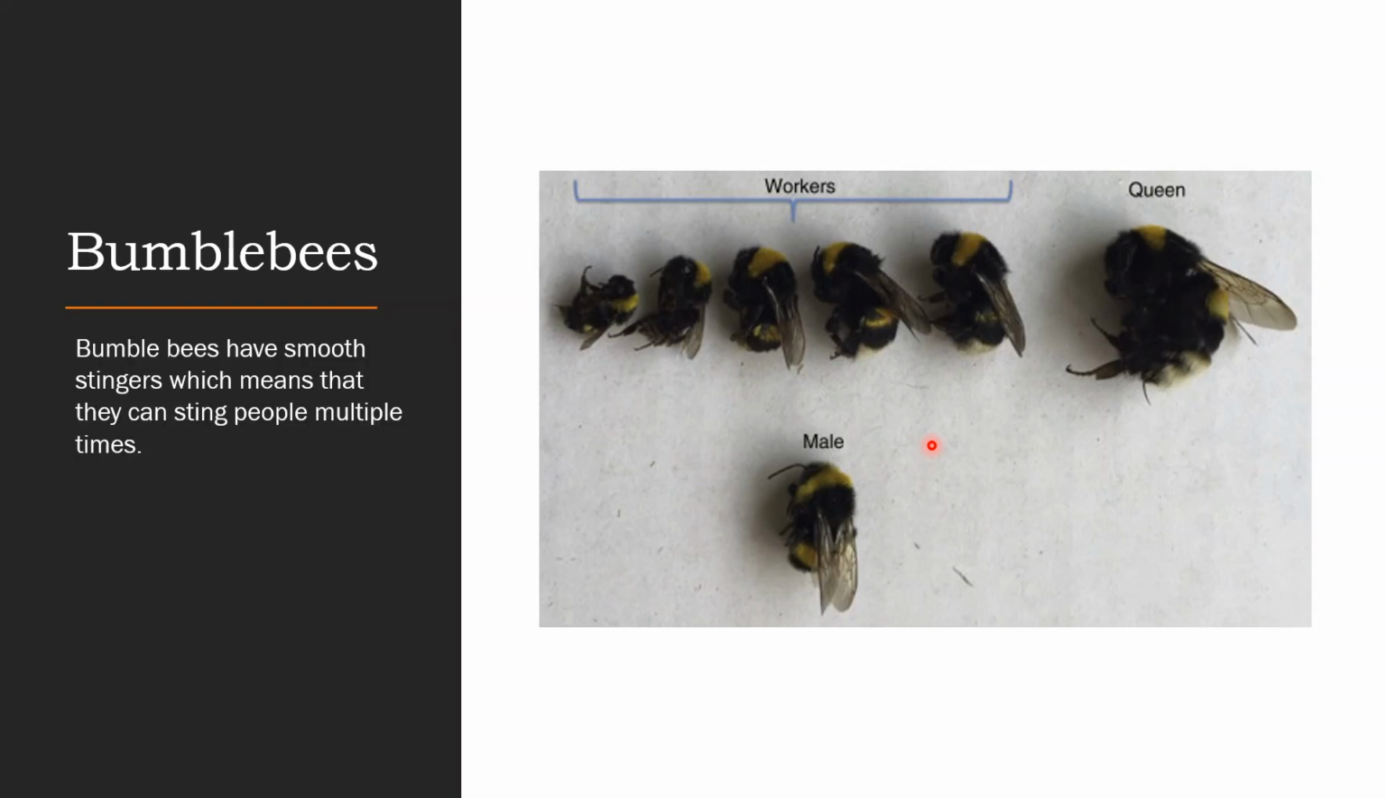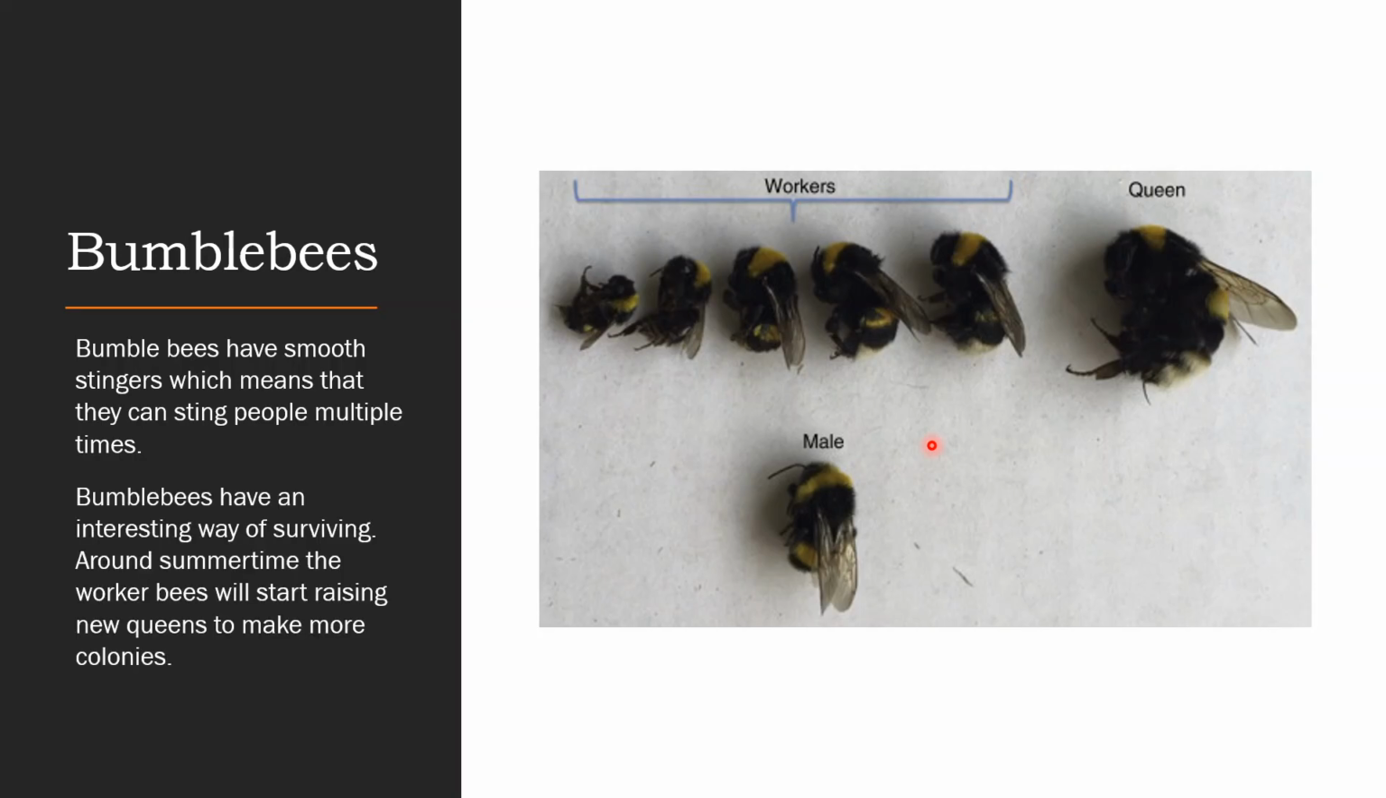Bumblebees have smooth stingers. This means they can actually sting people multiple times, but thankfully they don't hurt as bad. And so if a bumblebee stings you, you probably won't feel as bad as if a normal bee stung you. And they don't leave their stinger behind, which means they don't have a serious issue with dying, which is really good there. Also, bumblebees have an interesting way of surviving.